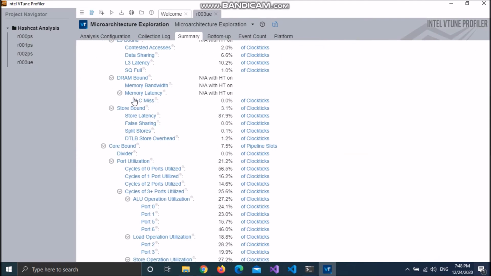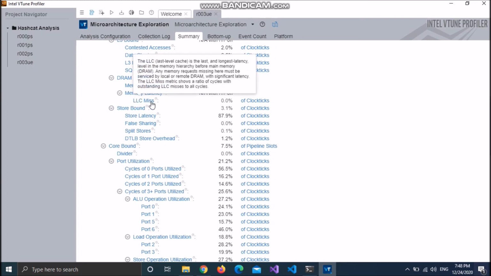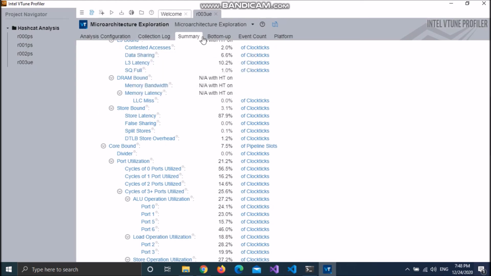And here also I see LLC miss, just like in the Valgrind cachegrind utility. It also mentions the LLC misses, which is last level misses. And here we can see that a little pop up appears, which is telling the details about this metric. So the last level cache is the last and longest latency level in the memory. So it most probably will be in the level three cache.